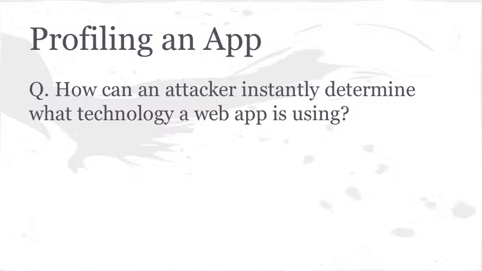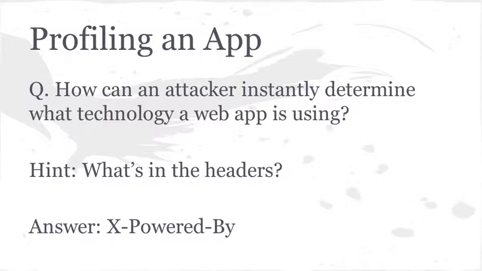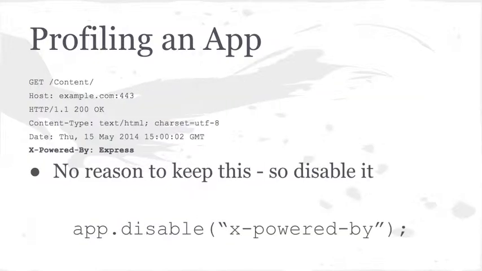So one of the first questions I was asking in this presentation is how an attacker can instantly determine the technology that a web app is using. As a hint, you can look in the headers that are returned by the application. The answer is the X-Powered-By header. If you're running Express, you get a header that says X-Powered-By: Express.